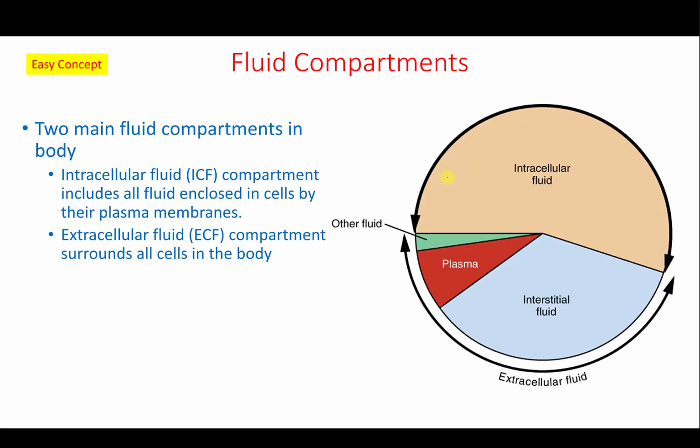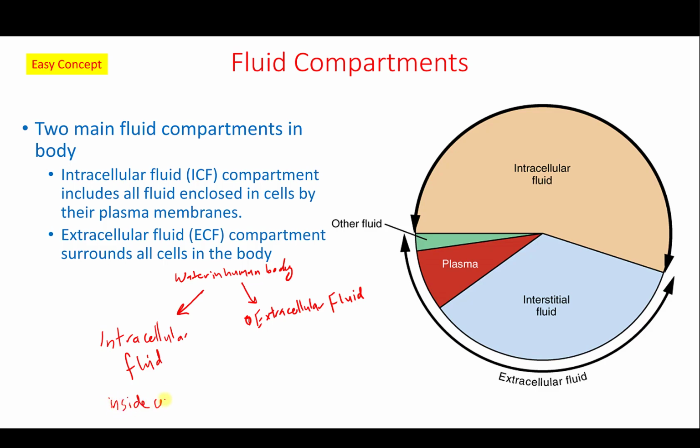So the water in our body, in general, is either inside the cell or outside the cell. So the water is either intracellular fluid or extracellular fluid. What does intracellular mean? It means it's inside the cells. Extracellular means outside the cells. For us, at least in the course, that's kind of a done deal. We are not going to study this. We will focus more on the extracellular fluid.